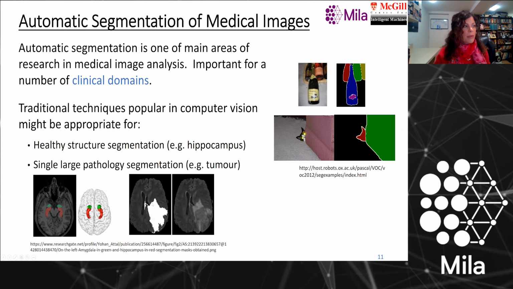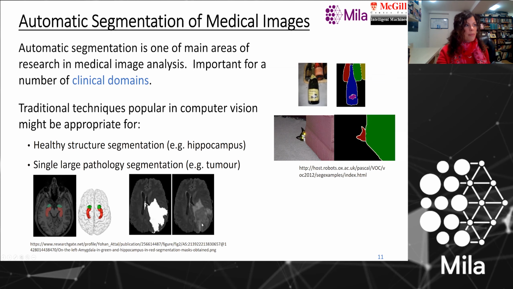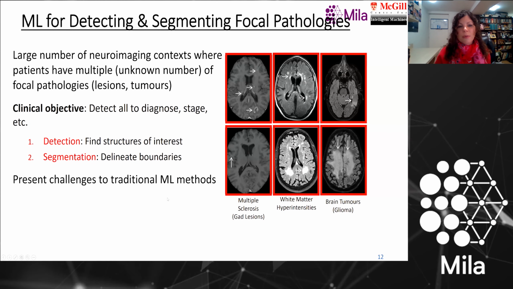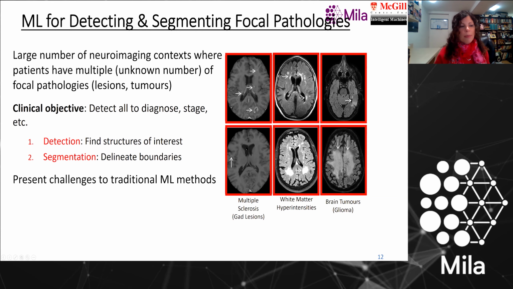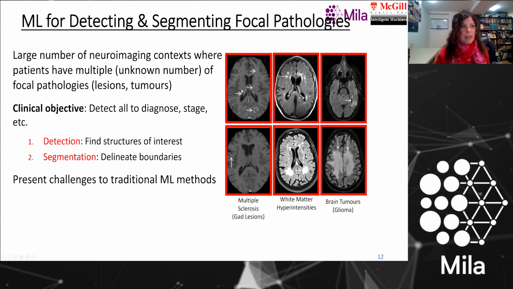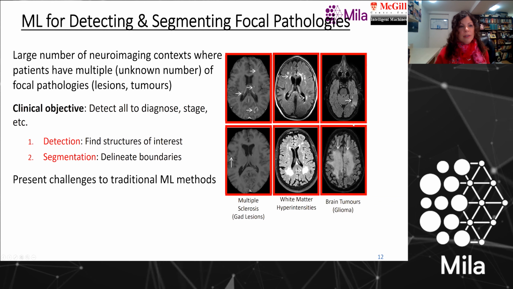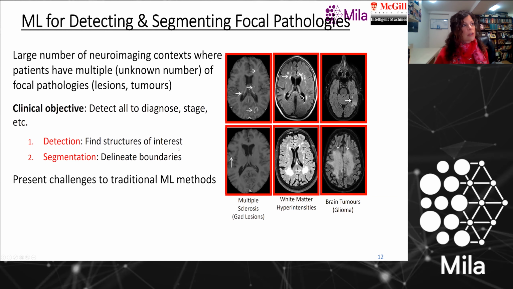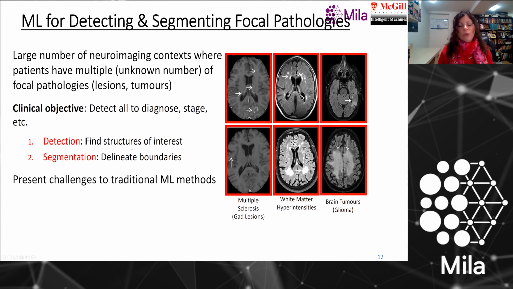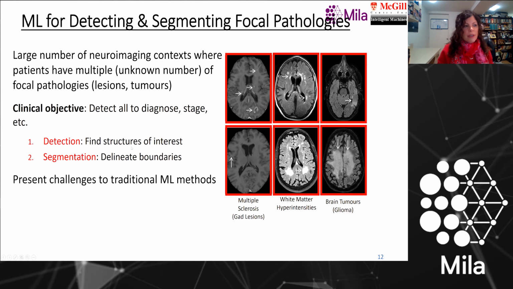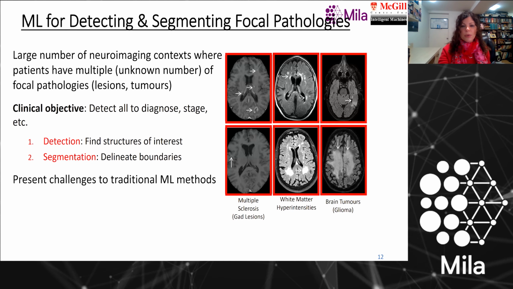It might also be applicable for segmenting big, large pathological structures in images. But there's a large number of contexts where patients have multiple, unknown number of focal pathologies or lesions. Some examples on the right include these GAD lesions, which we'll talk about shortly, and multiple sclerosis, white matter hyperintensities, brain tumors, and so on. And here, the clinical objective is to find them all to be able to diagnose and stage the disease. So really, first, we want to detect them, and then we want to delineate the boundaries. And these present challenges to traditional machine learning methods in computer vision.